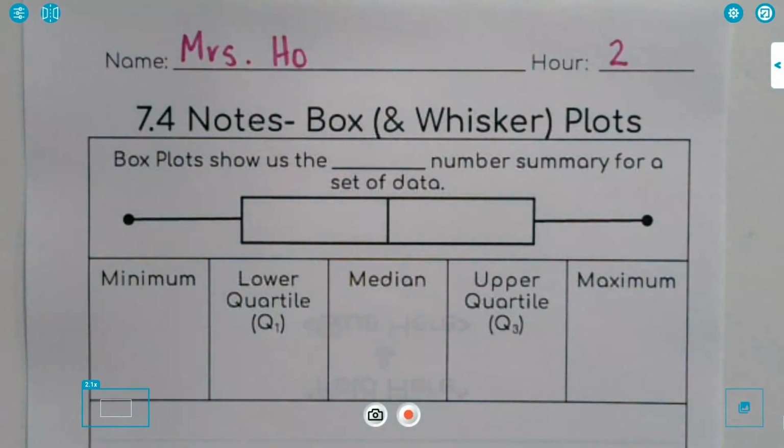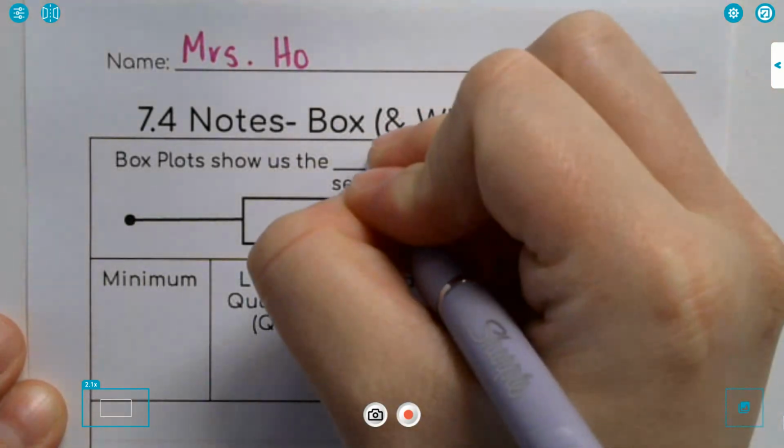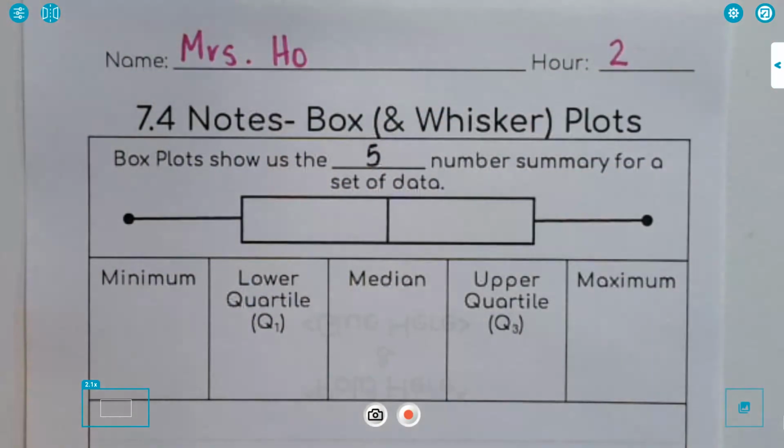All right, we are looking at box and whisker plots today. The "and whisker" is in parentheses because some people call these box plots, some people call these box and whisker plots. Both of those are names for this, so that if you hear one or the other, you know that it's the same thing. Box plots show us the 5-number summary for a set of data.